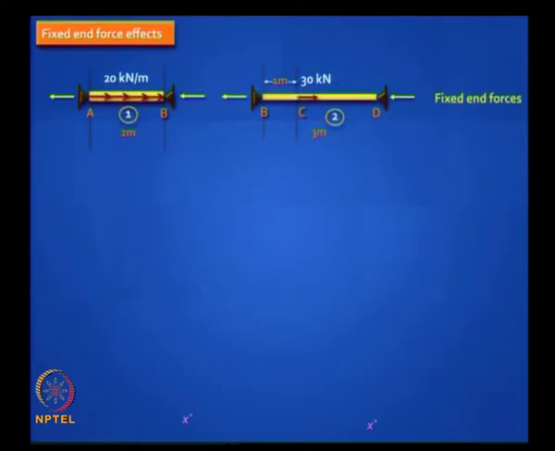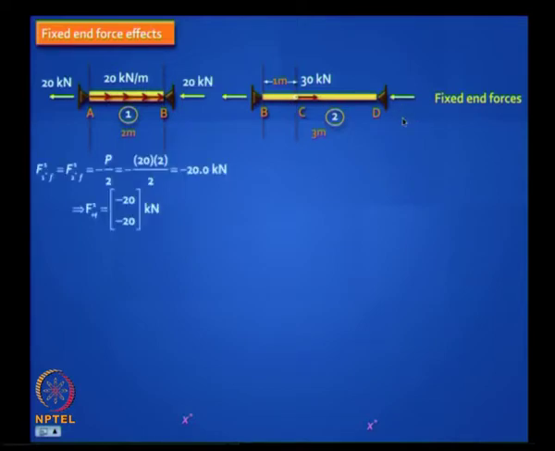Now you need to find the fixed end forces, okay. Can you tell me what the fixed end forces are? What are the reactions you get in the first element? What do you think this will be? 20. Tell me the answer. 20 and 20. 20 into 2 is 40, it will be shared equally, so you get 20 and 20 there, and here how much of 30 will go here? 20, 2/3, right? This is 1 meter, and how much will go there? 10.